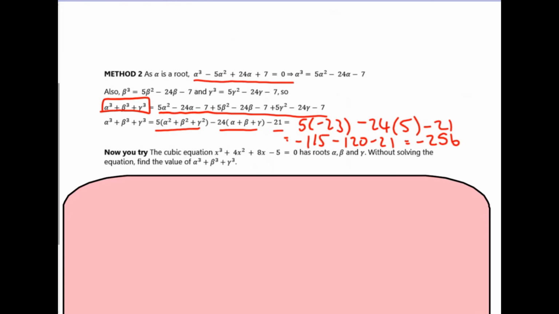Pause the video, have a go at this. You try using this new method, and then I'll reveal the answer to this.